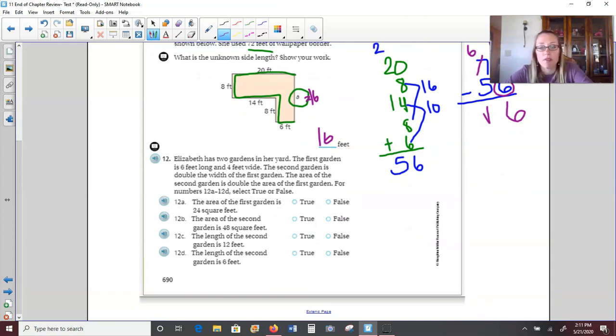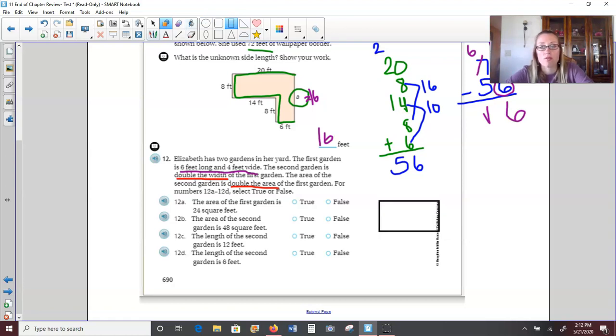Number 12, Elizabeth has 2 gardens in her yard. The first garden is 6 feet long and 4 feet wide. The second garden is double the width. Oh, that's interesting. Double the width. The area of the second garden is double the area of the first garden. Now we need to go through and select true or false. You know I am a girl that loves pictures when it comes to math, so I'm going to draw a little picture here to help us visualize Elizabeth's garden.